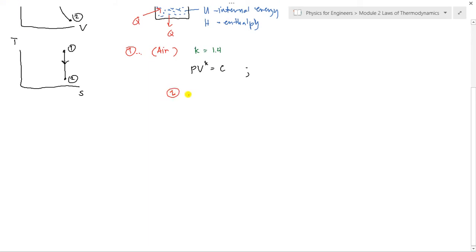So let's start with work. This is for non-flow, again. Work is defined as W is equal to the integral of P dV, or you can have the derivative of W. But we know the relationship PV raised to K is equal to C. Dividing both sides by V raised to K, we have P is equal to C over V raised to K. Then we substitute that here.